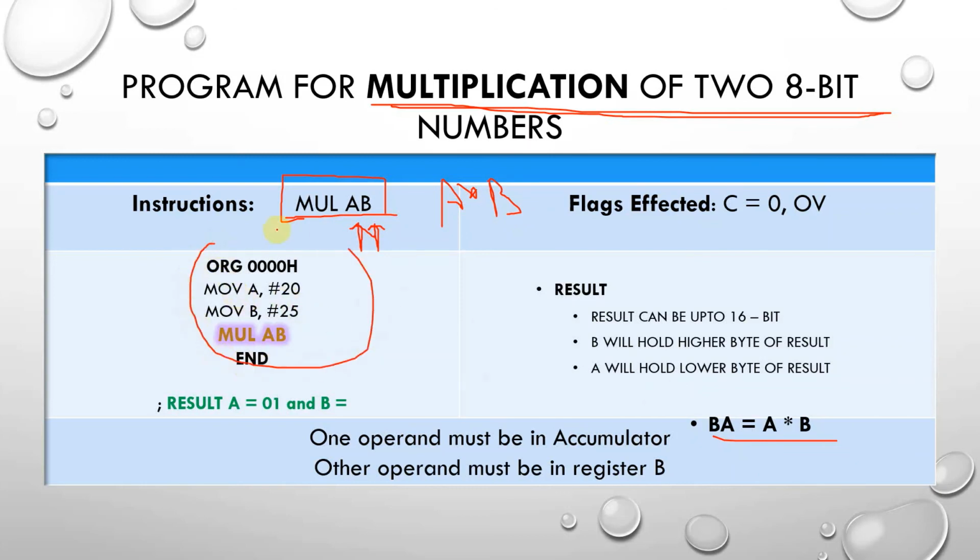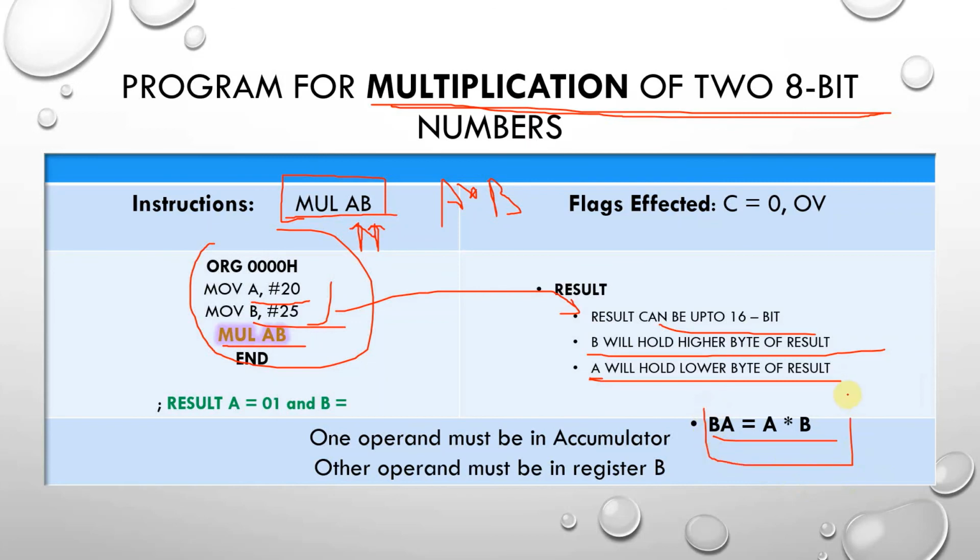Now consider the example. A contains #20, that is 20 decimal value. B contains 25 and the instruction MUL AB will multiply these two numbers. The multiplication of two numbers can provide a result of up to 16 bits. So the result is stored in two registers, that is B and A both. B will contain the higher byte of the result and A will contain the lower byte of the result. That is why it is written A cross B, that is A multiplied by B. The result is in B and A.